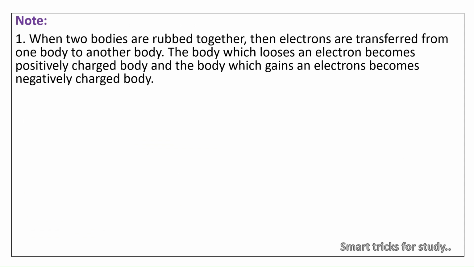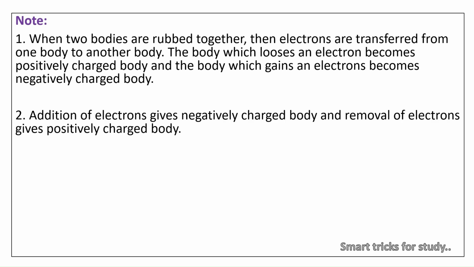Note 1. When two bodies are rubbed together, then electrons are transferred from one body to another body. The body which loses an electron becomes positively charged body and the body which gains an electron becomes negatively charged body. 2. Addition of electrons gives negatively charged body and removal of electrons gives positively charged body.